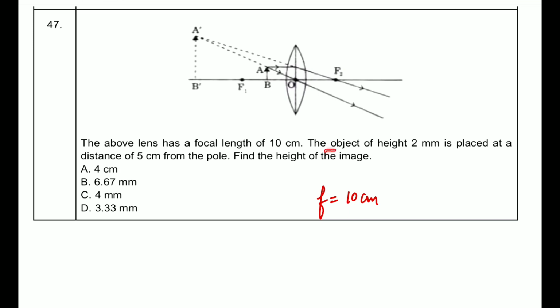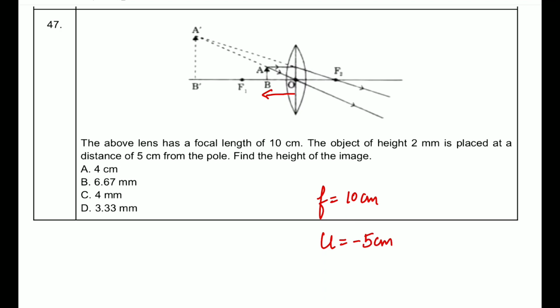The object of height 2 millimeter, so this is the object and its height is 2 millimeter, is placed at the distance of 5 centimeter from the pole. So it is being placed at 5 centimeter from the pole. So I know the value of u here. But you have to understand we are going in the left hand side, so the value of u will be negative, so I can write it minus 5 centimeter.